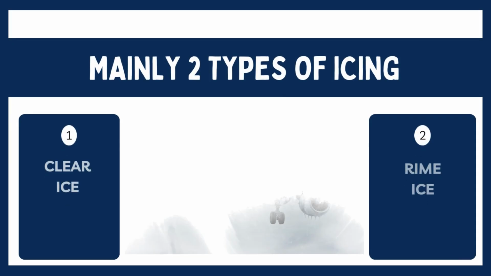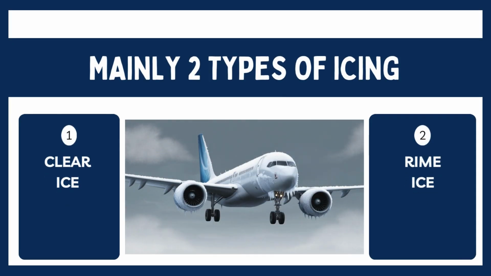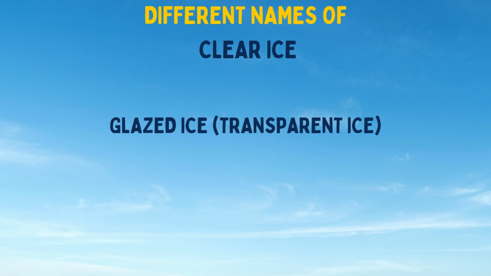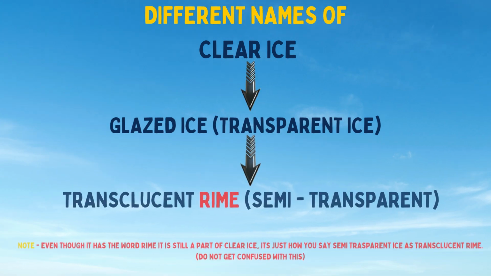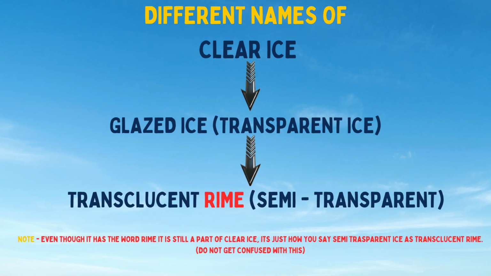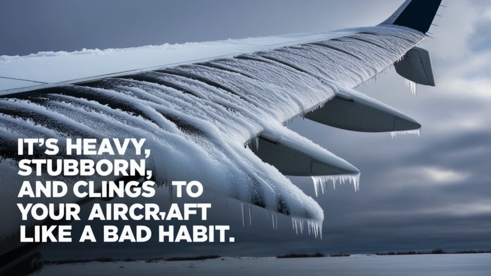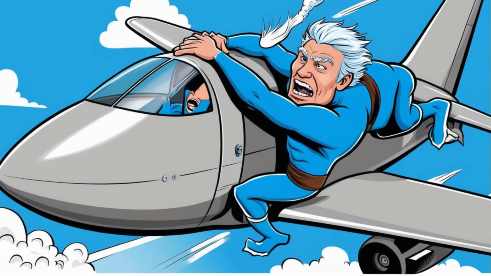There are mainly two types of icing, the first one clear ice, and the second rime ice. Let's meet the culprit. The first, clear ice, is also sometimes known as glazed ice or translucent ice, or you can also call it translucent rime. This forms from large supercooled water droplets that freeze slowly, creating a smooth glassy surface. It is heavy, stubborn, and clings to your aircraft like a bad habit. I'm sure you know what bad habit I'm talking about, don't you?